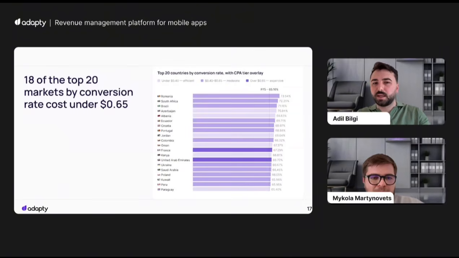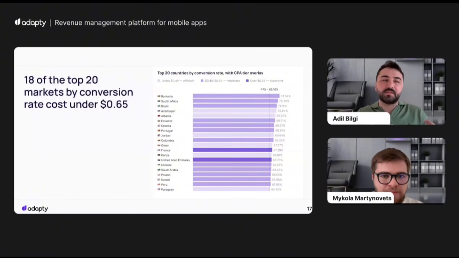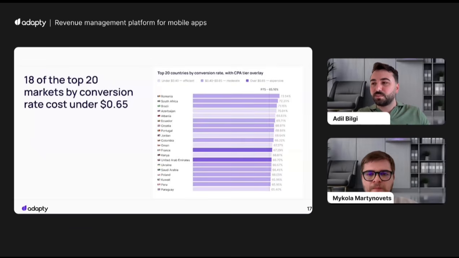And one thing I can also highlight is that it's not only about CPAs being cheap, it's also about the conversion, Nicole. Even though you emphasized how CPA can be cheaper in some countries, I would also like to emphasize that the conversion numbers are promising. 18 of the top 20 markets by conversion rate have a lower CPA, and they also have a decent conversion rate. That combination is rare in paid advertising, which is why I also want to mention some metrics on the conversion side.